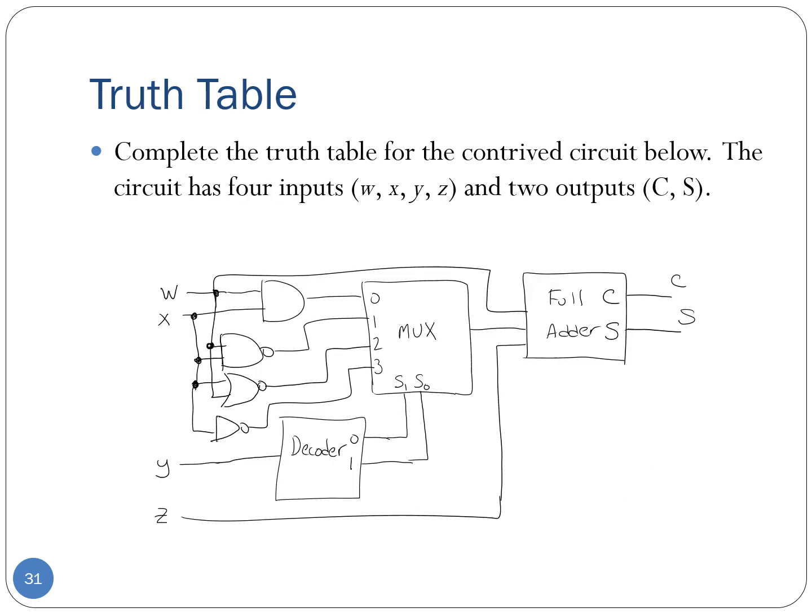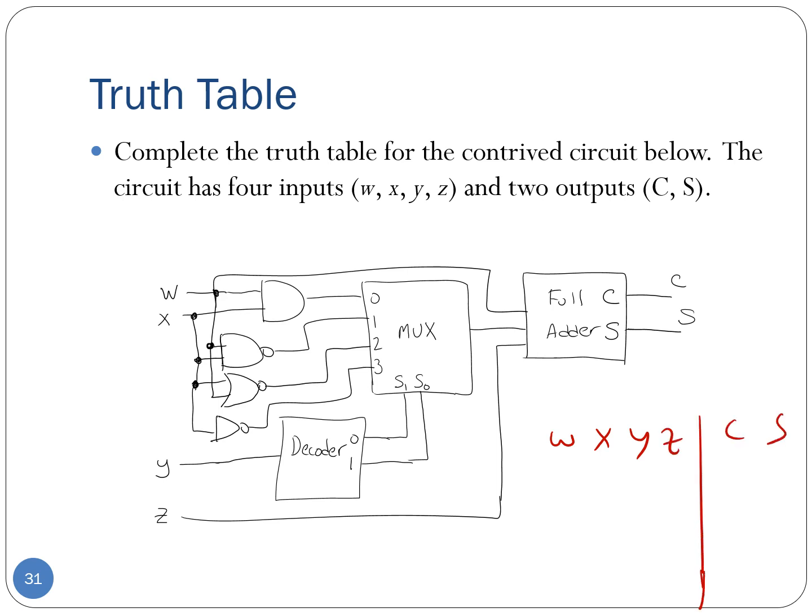Alright, so the last question here is asking us to come up with the truth table for this digital circuit. So let's try completing some entries for this truth table, and hopefully you will be able to finish this. So let's say these are the inputs W, X, Y, and Z, and there are two outputs, carry and sum.